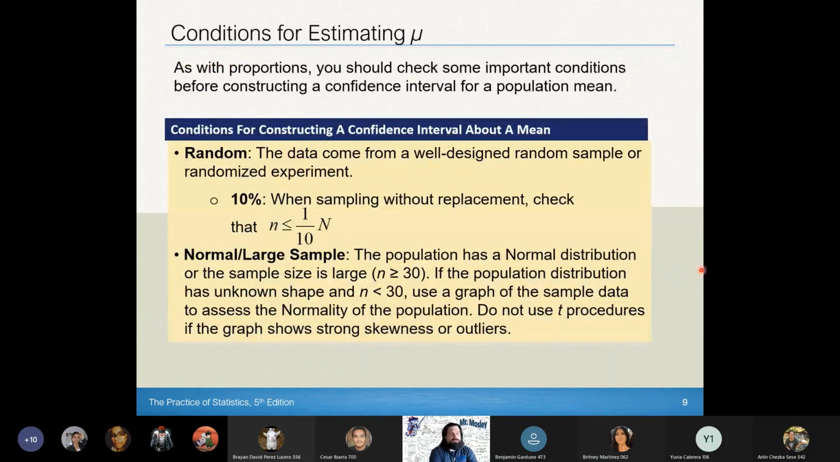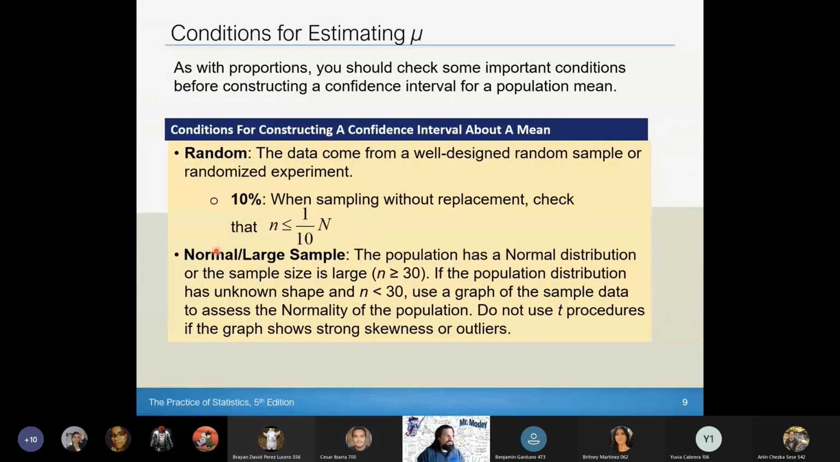Similar to having conditions with proportions, we have conditions for estimating mu. So our conditions for constructing a confidence interval about a mean, and these you're probably going to want to write down. We need to make sure that it is random, same as with a proportion. The data came from a well-designed random sample or randomized experiment. We need to check the 10% rule when sampling without replacement, and check that n is less than or equal to 1 over 10 times N, where little n is our sample size, big N is the population size.